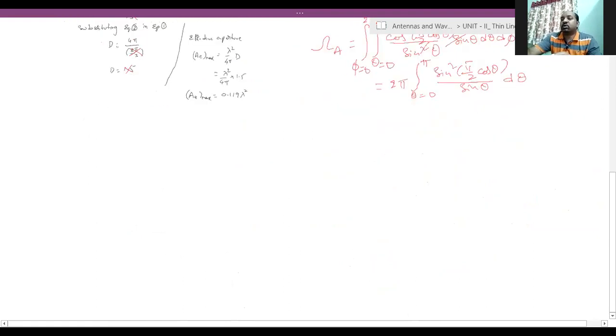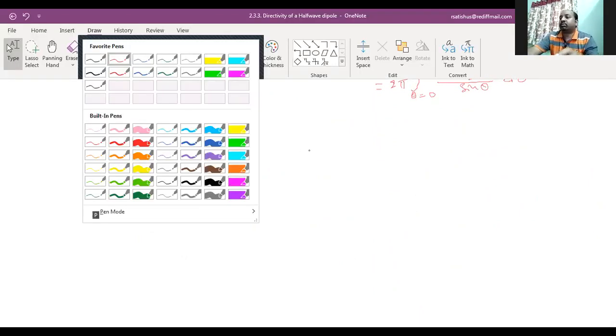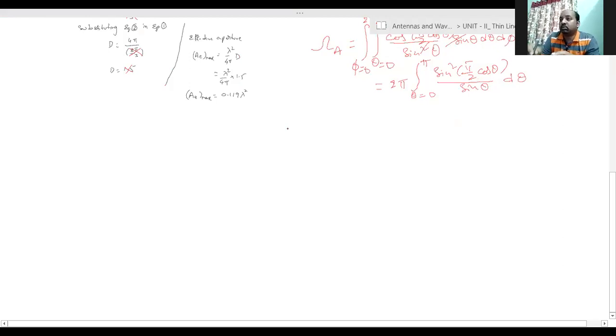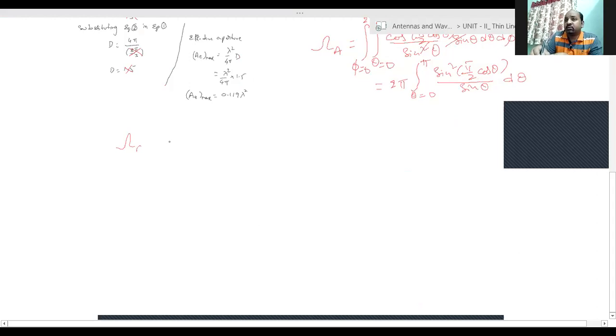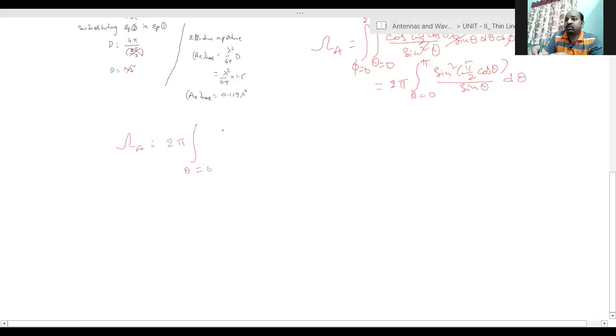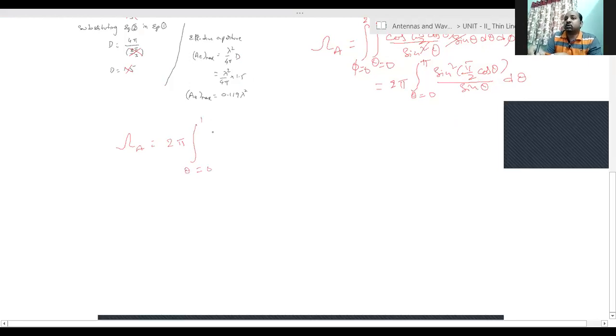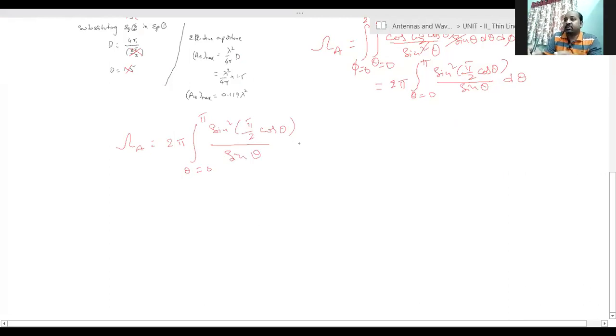Right, so this is what we are left with. I will write once again here. Beam area is equal to 2 pi integral theta equal to 0 to pi sine square (pi by 2 cos theta) divided by sine theta d theta. So this is what we'll get, and integrating with respect to theta.